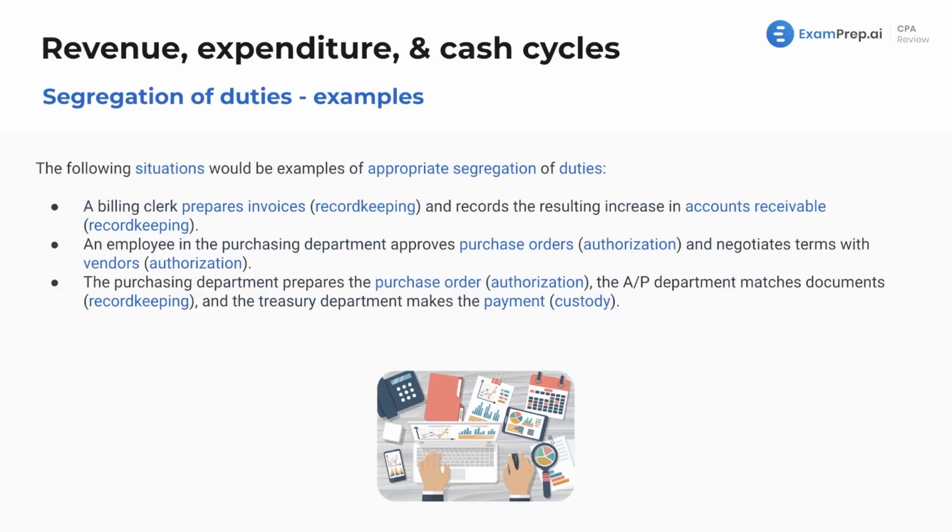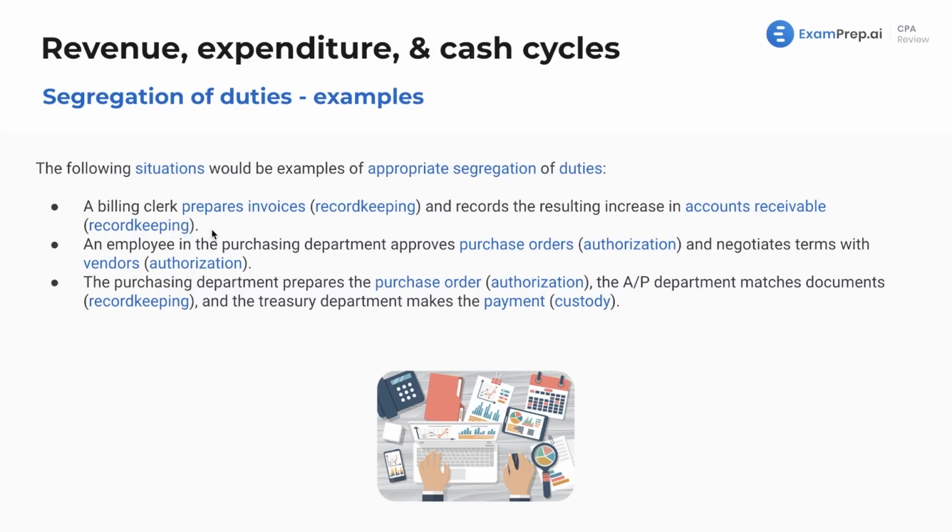Let's see some examples here. Segregation of duties as it comes to our cash involvement in the revenue cycle. The following situations are appropriate examples of segregation of duties, because we'll see some inappropriate examples. So the billing clerk prepares the invoices. This is the record keeping function, and records the resulting increase in accounts receivable.